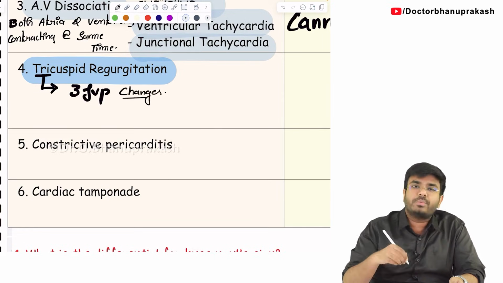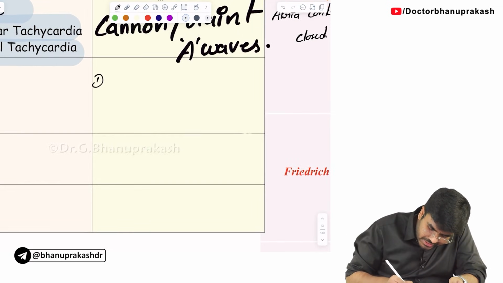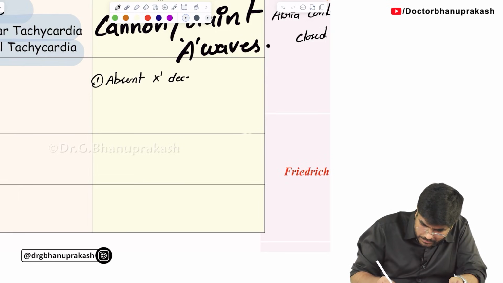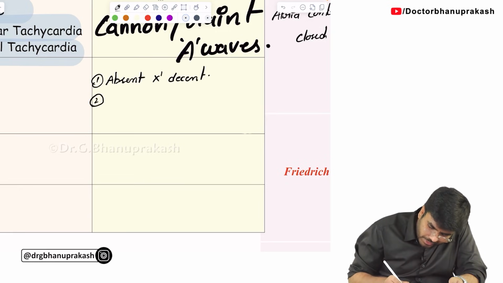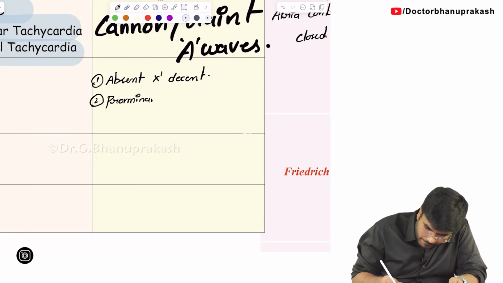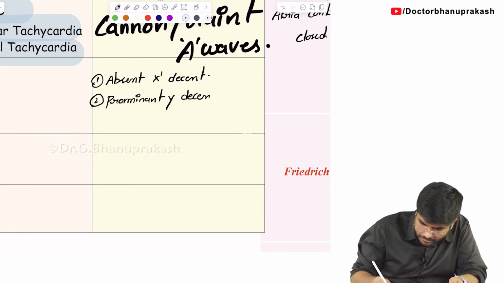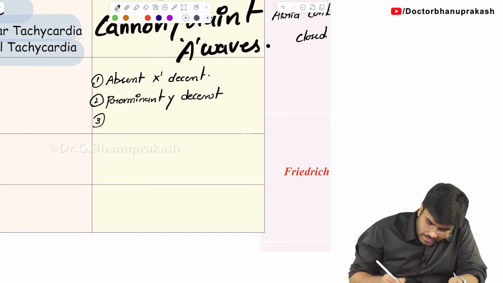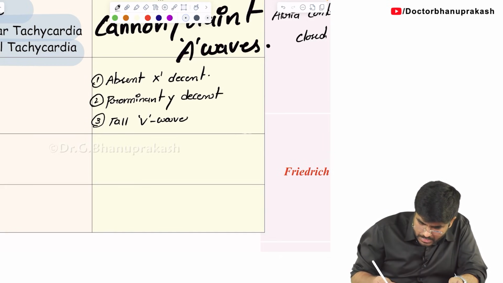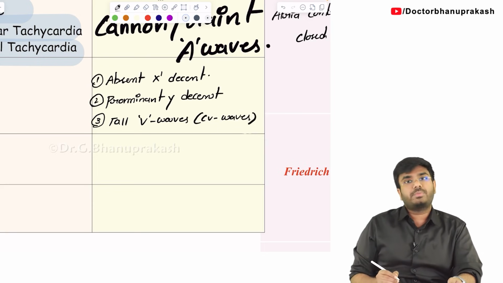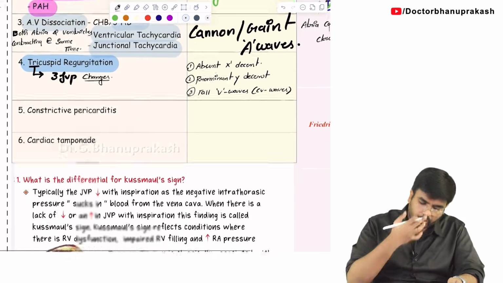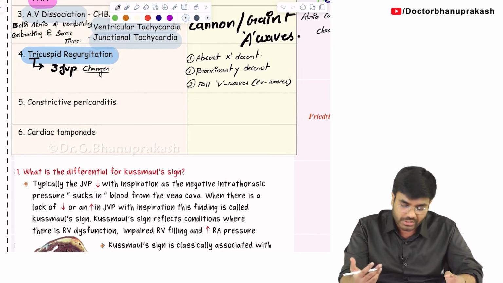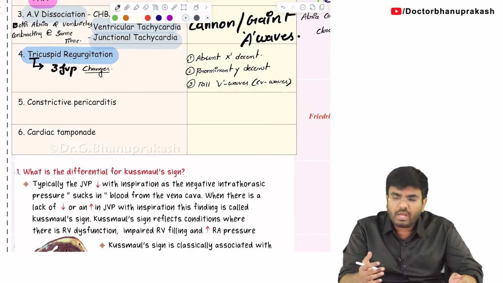What are the 3 JVP changes going to be seen? Absent X descent. Next, prominent Y descent. And tall V waves, which are also called CV waves, seen in tricuspid regurgitation. So, the 3 JVP changes associated with tricuspid regurgitation are absent X descent, prominent Y descent, and tall V waves.